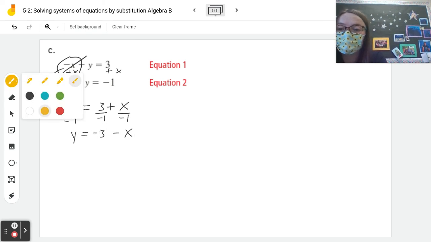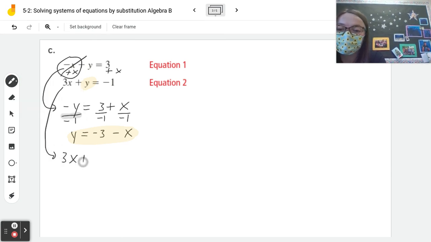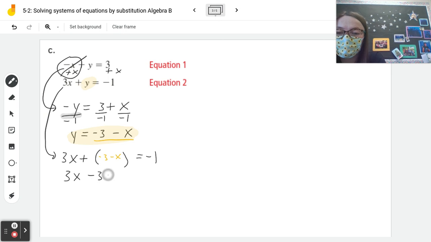So what I'm going to do next is, anytime I see a y, I'm going to replace it with this whole statement, which is negative 3 minus x. So instead of writing 3x plus y, I'm going to say 3x plus parentheses equals negative 1. In the parentheses, I'm going to put negative 3 minus x. We can see here there's nothing really to distribute, so we don't even really need these parentheses. So for the next step, I'm just going to drop the parentheses. So 3x minus 3 minus x is equal to negative 1. I'm going to combine these x's here. 3x minus x is 2x. Minus 3 equals negative 1.